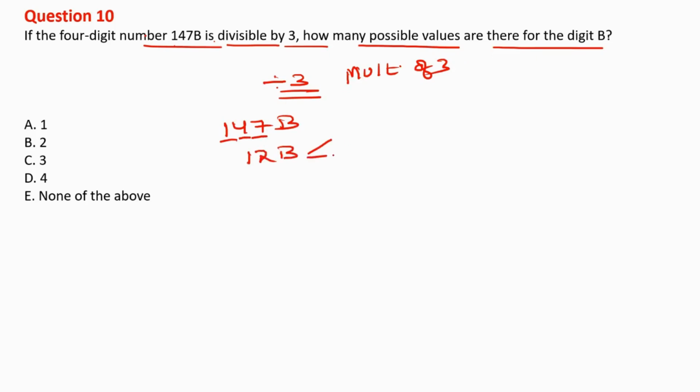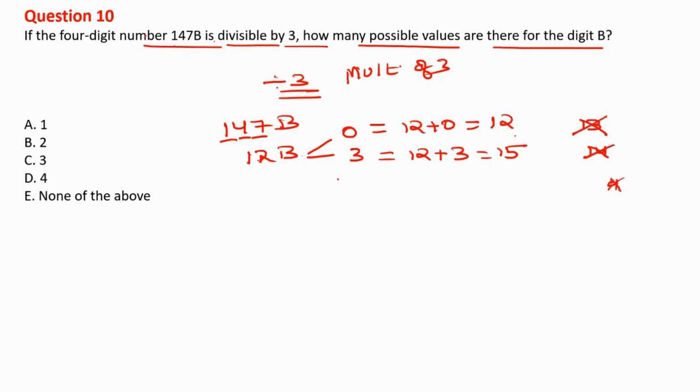So how many possible values? B you can take as 0 because 12 plus 0 is 12. Next, if you take 1, it would become 13, not a multiple, plus 2, 14, not a multiple, plus 3, yes. You can take 3 because 12 plus 3 is 15, a multiple. Next, plus 4, no. Plus 5, 12 plus 5 is 17. Not a multiple, plus 6, yes. 12 plus 6 is 18.